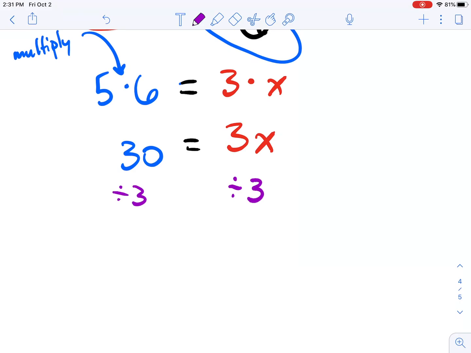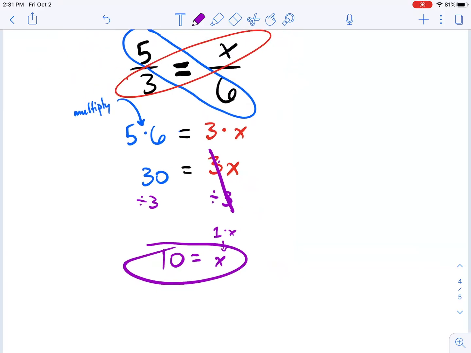What you're going to do is divide, and these cancel out. Because 3 divided by 3 is 1, and 1 times x is just x, okay? 1 times x is just x, right? 1 times anything is that thing. And then we have 30 divided by 3, and that is 10. And that's our answer, okay?